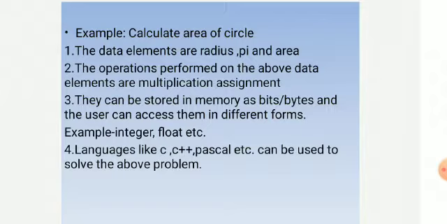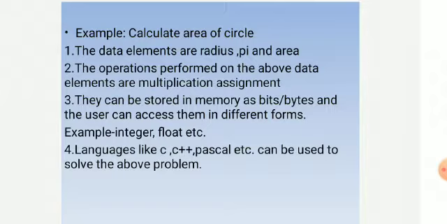Which formula are we using? Area equals pi r square. So we are writing it as what? Area equals. So assignment represents what? The equal to operator. And pi r square means what? Pi multiplied by radius multiplied by radius. So the multiplication operator again is used here.